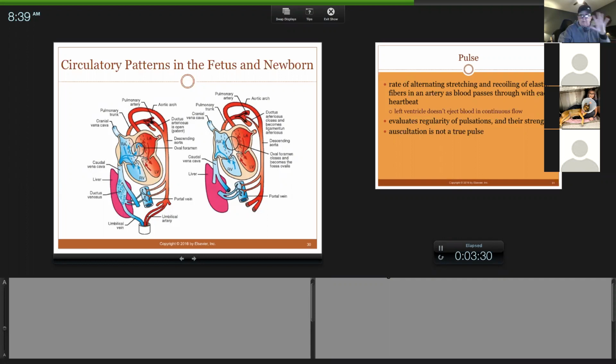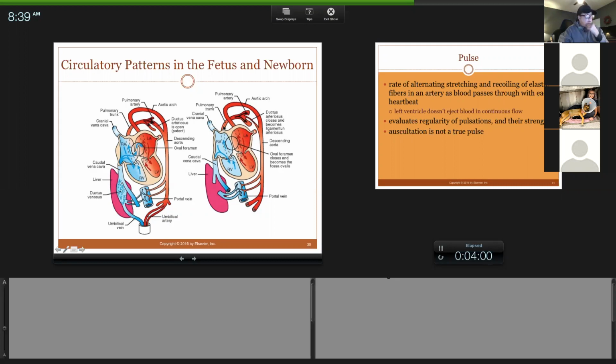Now, after they are born, what happens here is this oval foramen, or foramen ovale, should close. After they take that first breath, or right as they're being born, that closes. Because we know blood should not go back and forth between the atria, that closes, and now you can see the blood can do its normal flow, how we've talked about.